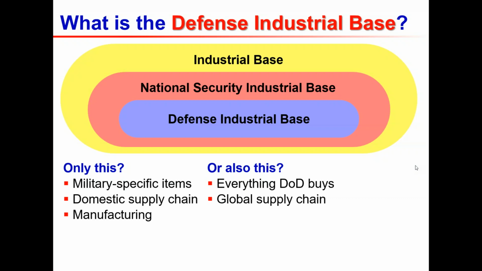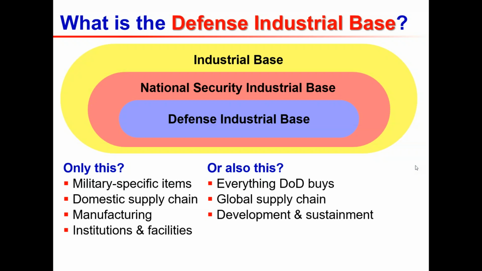Is it just manufacturing? We talk about the manufacturing and industrial base. So is it just manufacturing, or is it development and sustainment as well, the other stages that go into supporting the supply chain or the overall warfighter needs? Is it just about the physical facilities and the institutions, the firms, or do we talk about the people and intellectual property? Are you as an employee, or the employees of BAE or Northrop Grumman, individually part of the industrial base? Is the intellectual property part of the industrial base?